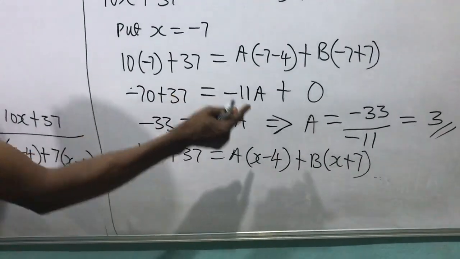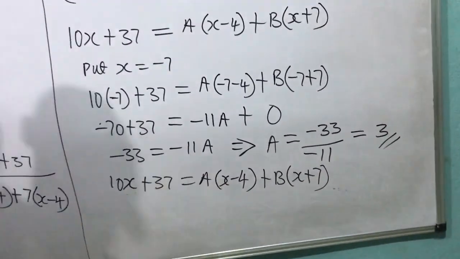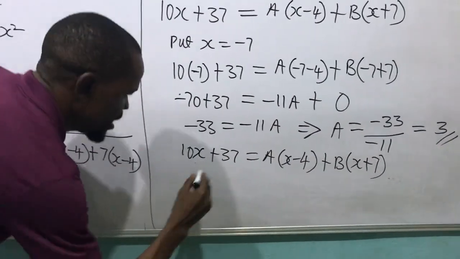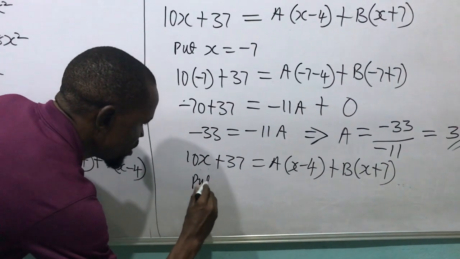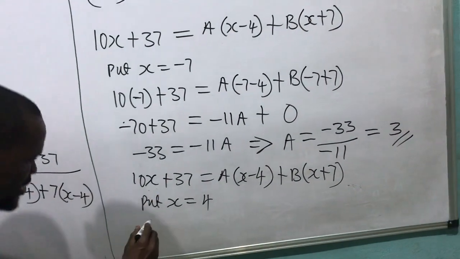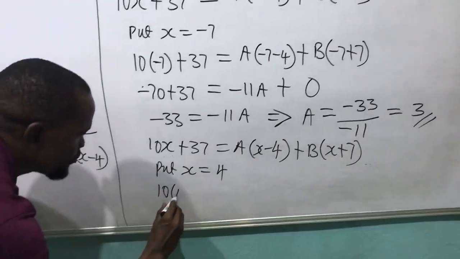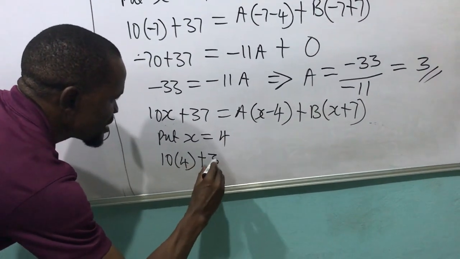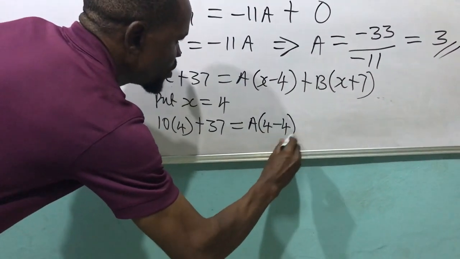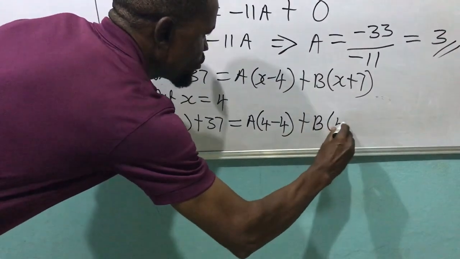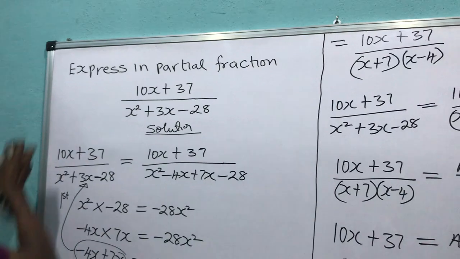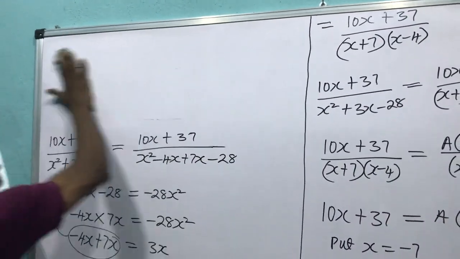I will now say, look at my equation. If I put 4 for X here, A will die and B will survive. I will get A and B. I will now say, put X equals 4. If I put X equals 4, can we see it here? I have 10 into 4 plus 37 equals A into 4 minus 4 plus B into 4 plus 7. Okay, can I clean up here?